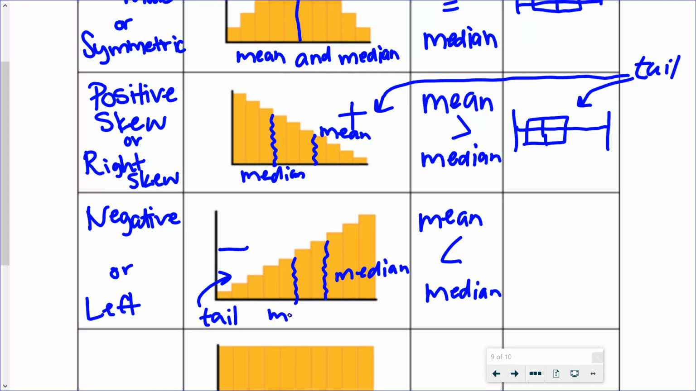Now, sometimes it's not a super significant difference, but it usually almost always is that the mean and the median are separated out. And so our box and whisker plot, again, is going to look like a flipped version, where more of our data is on the right. So it's uneven.